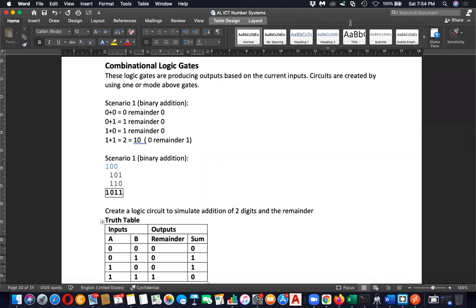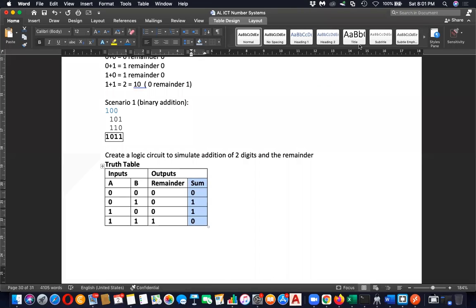Simple. Okay, I'll give you 5 minutes. Just give a try. So assume that you have these inputs and remainder only. Can you draw a circuit?